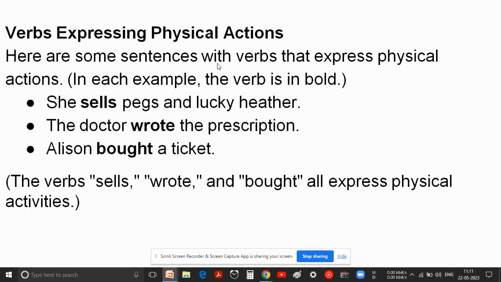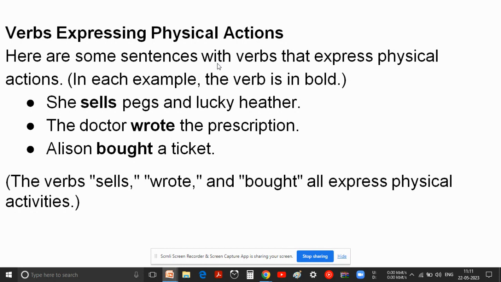Now, verbs expressing physical actions. Here are some sentences with verbs that express physical actions. In each example, the verb is in bold. She sells pegs and lucky heather. So here, the bold colored word is sells, and this is a verb of physical action.